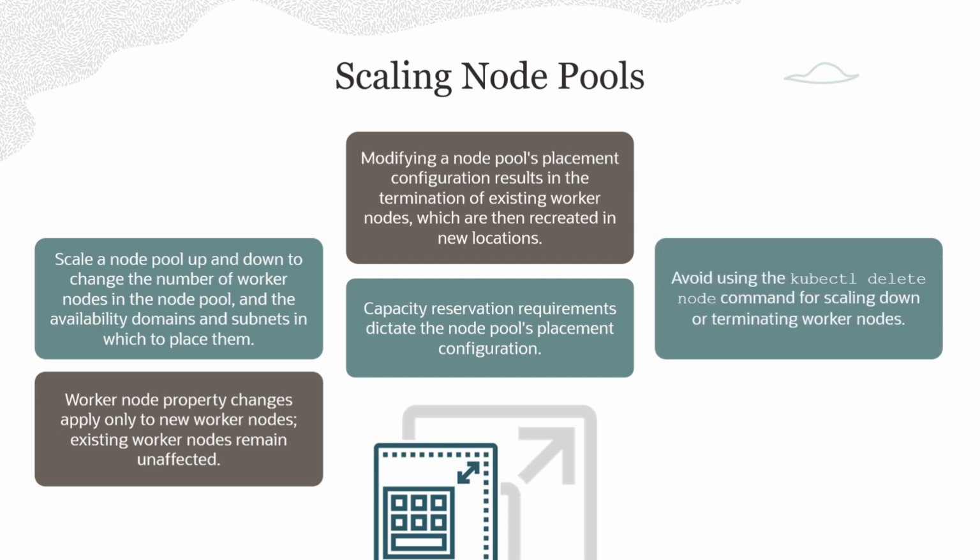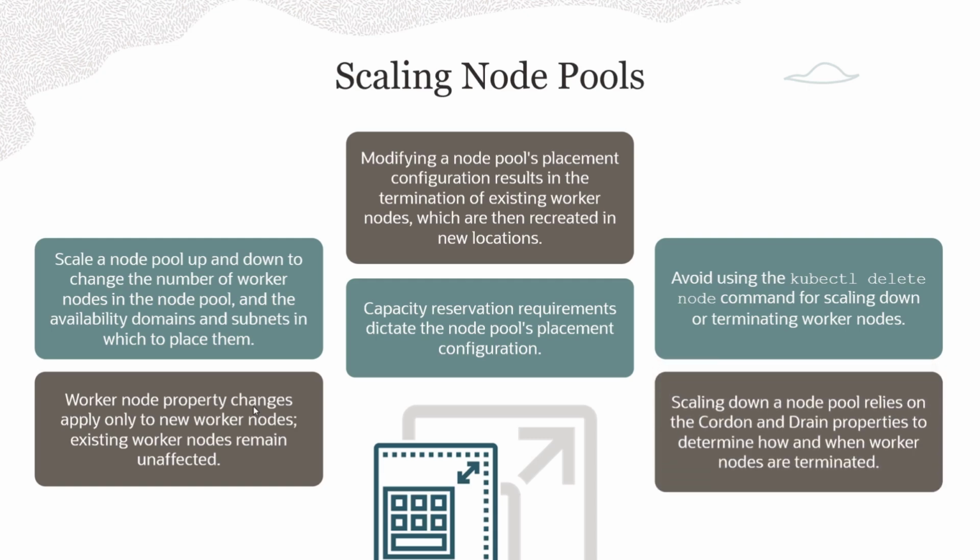A golden rule: steer clear of the kubectl delete node command for scaling down or terminating worker nodes. Instead, gracefully reduce worker nodes through the console or API. In Kubernetes, scaling down a node pool hinges on key properties: cordon and drain. They determine when and how worker nodes are terminated, ensuring a smooth scaling down process.